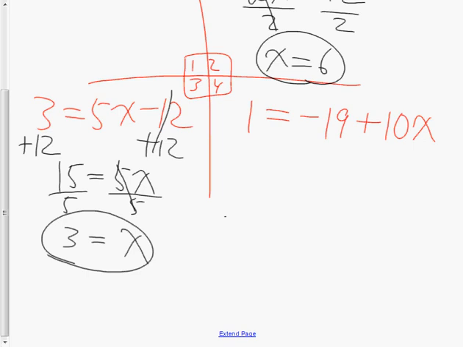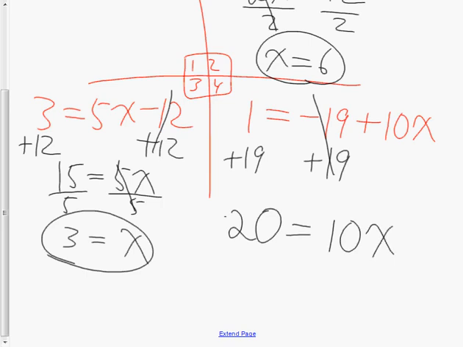And our final question, my variable is over here. My coefficient is attached to it. My constant is in front of it. So the first thing I'm going to do is, my constant is minus 19, so I get rid of minus 19 by adding 19 to both sides. That creates a zero pair. Over here I have 20 equals, what's left over here is 10x. And I'm going to divide both sides by my coefficient, which is 10. Divide both sides by 10. x is left over here, and 2 is left over here, so x equals 2.